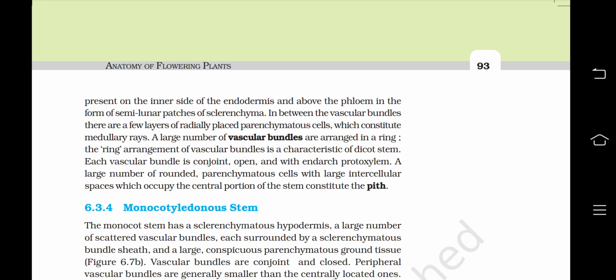Each vascular bundle is conjoint, open, and with endarch protoxylem. A large number of rounded parenchymatous cells with large intercellular spaces, which occupy the central portion of the stem, constitute the pith.